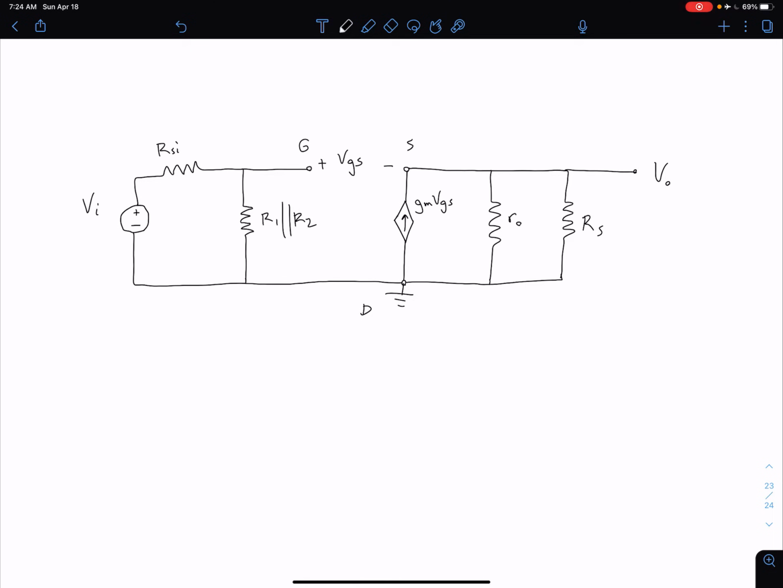So first of all, let's define our input voltage to the amplifier as this voltage across R1 parallel R2. So let's call this Vin. And so remember, that's because this RSI is some internal resistance of that input voltage.